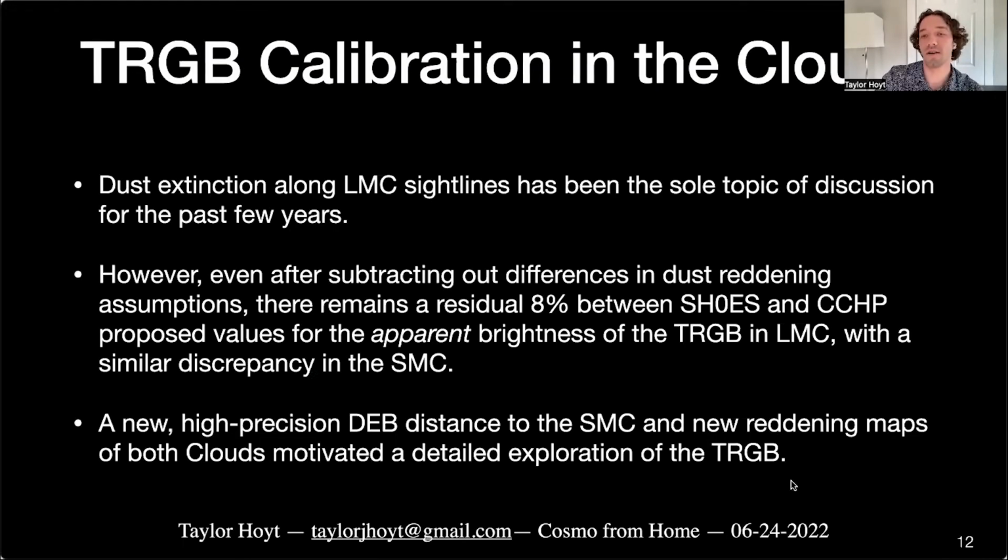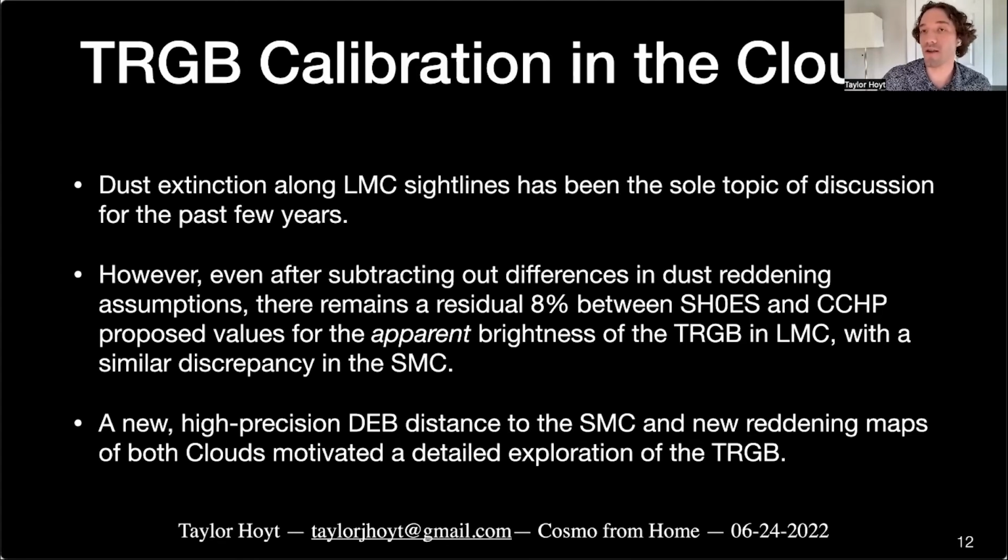The TRGB calibration in the Magellanic Clouds has received a lot of attention in the last few years, especially after we published our first results from the CCHP. Basically, the sole topic of discussion has covered dust extinction along LMC sightlines. However, it's very important to note that even after subtracting out all differences in assumptions made about the dust reddening, there is still a residual 8% discrepancy between the SH0ES and CCHP proposed values for the apparent brightness of the TRGB in the LMC. That means from measurements alone, using the same flux measurements of the RGB stars, normalizing over assumptions of the dust reddening and assumptions of the distance of the LMC, there's an 8% disagreement in just measuring where that truncation lies in the HR diagram. There's a similar discrepancy in the Small Magellanic Cloud.